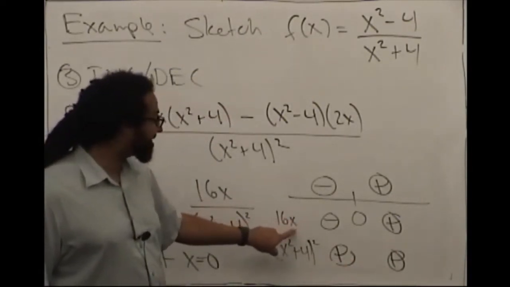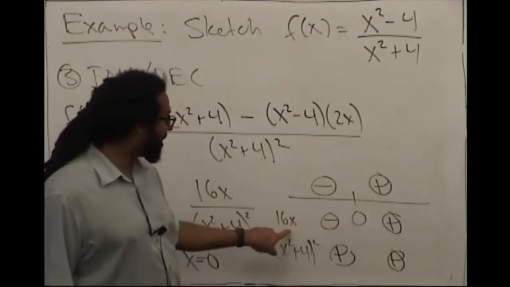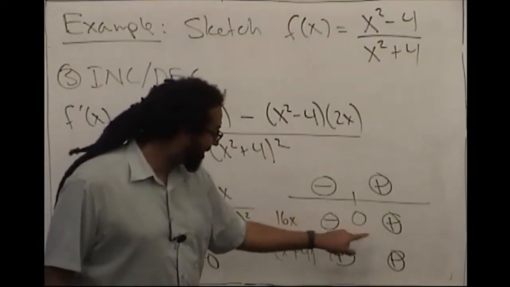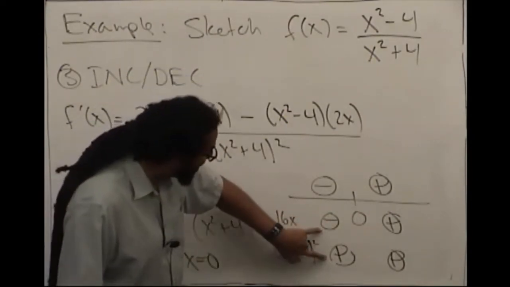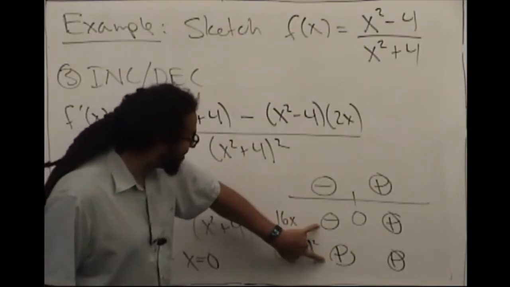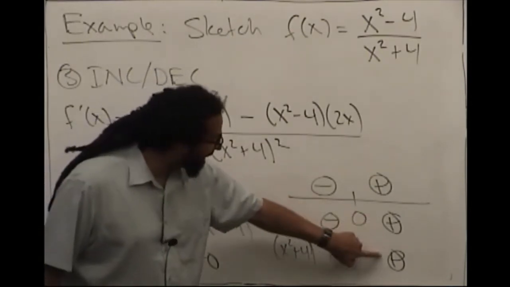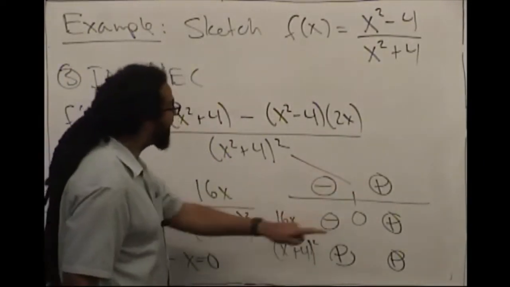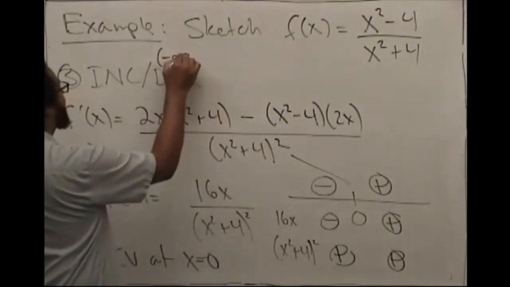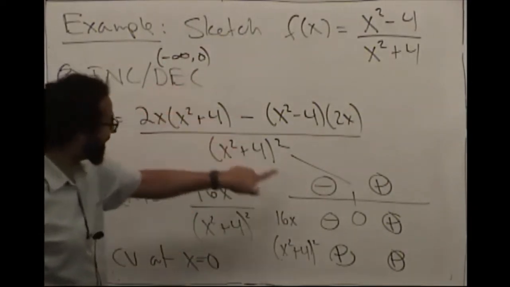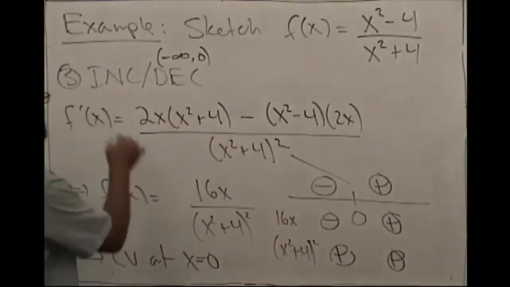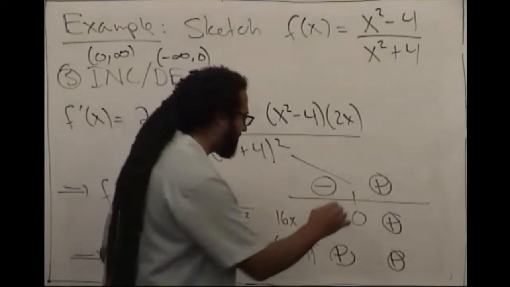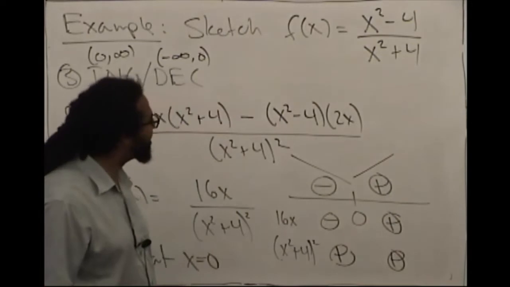And then I want to check 16x. When I plug a negative 1 in for x, I get a negative, and when I plug a positive 1 in for x, I get a positive. So here I get a negative and a positive. Now you want to multiply these signs together. A minus times a plus is a minus, and plus times a plus is a plus. And so we can see this function is decreasing from negative infinity to 0, and then increasing from 0 to infinity. We'll want to remember this for later on when we sketch the graph of the function.